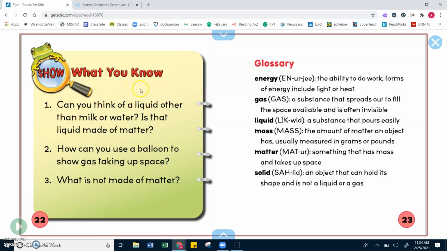So show what you know. Can you think of a liquid other than milk or water? Is that liquid made of matter? How can you use a balloon to show gas taking up space? What is not made of matter?